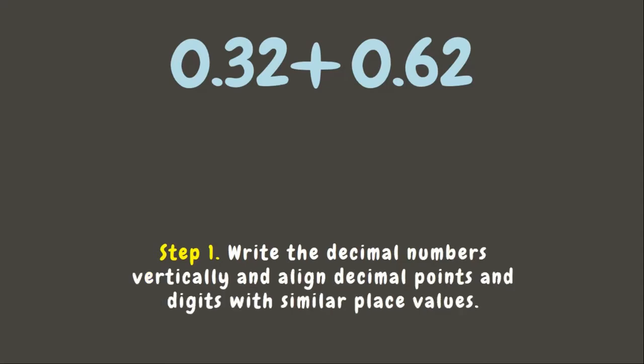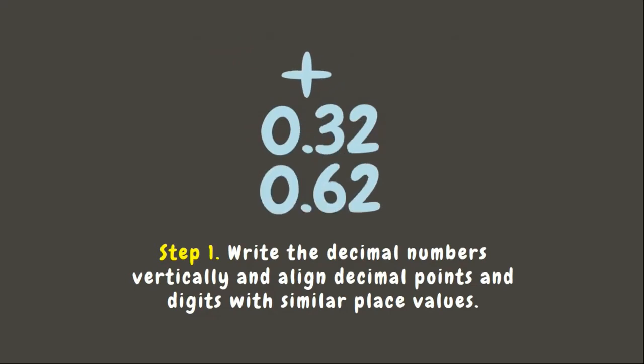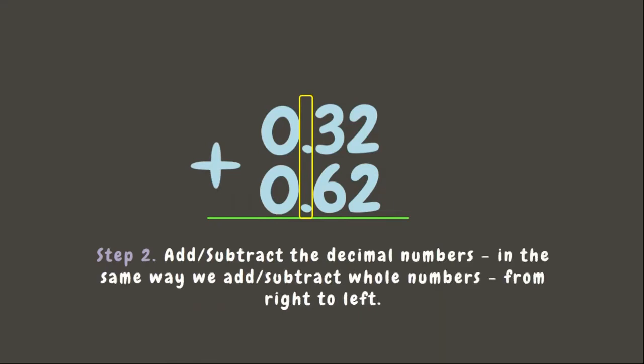32 hundredths plus 62 hundredths. First thing you need to know is to write the decimal numbers vertically, and make sure to align decimal points and digits with similar place values. Now, we are going to add or subtract the decimal numbers in the same way we add or subtract whole numbers, which is from right to left.